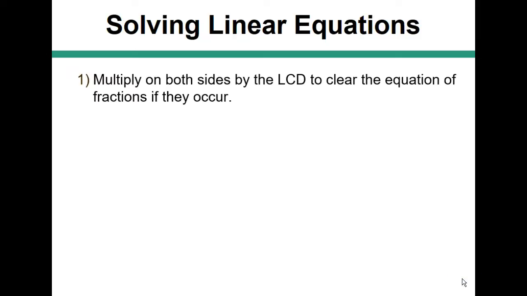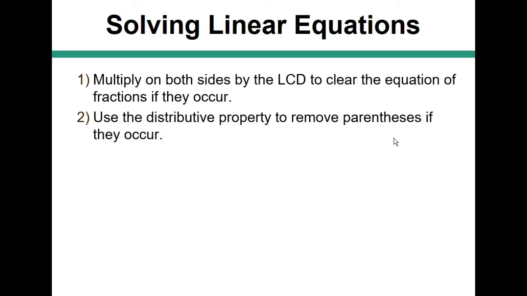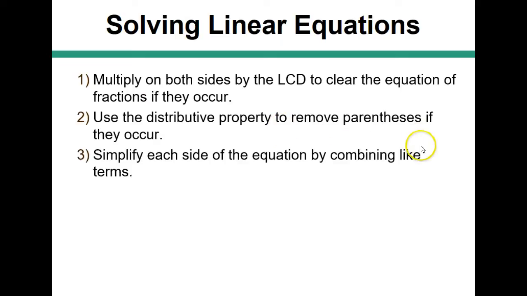When you see an equation, if it has a fraction, you want to multiply both sides by the least common denominator, every term, to clear the equation of fractions. Then we want to use the distributive property to remove parentheses or any grouping symbols. Then we want to combine like terms.